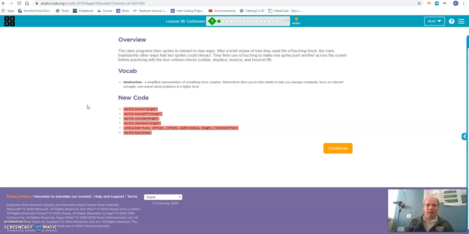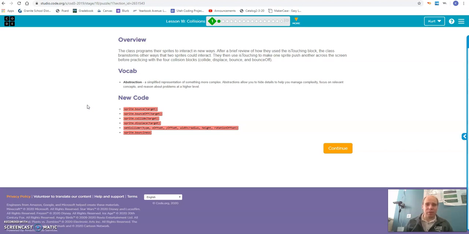In the past few lessons, we've been looking at velocity and acceleration, basically using the counter pattern with velocity. We've also looked at the is touching command. So what happens when two sprites come together and what we can do with that. In this lesson, the class programs their sprites to interact in new ways.